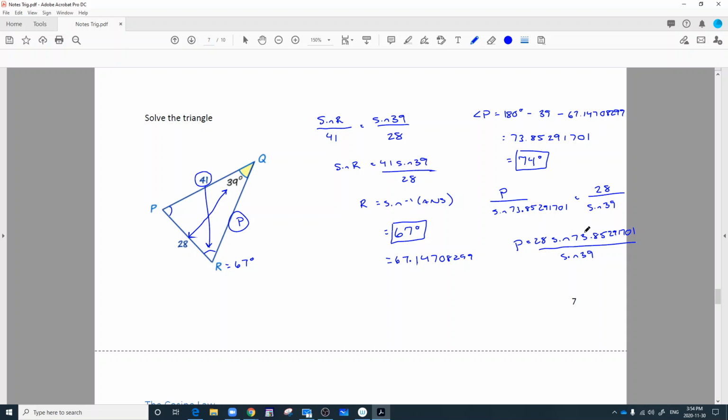So I'm going to hit 28 times. Now I'm going to type sine of, I still have that answer on my calculator, so I'm going to hit sine of the answer equals, and then I'm going to divide that by the sine of 39. And so this one, again, I'm going to assume that I'm rounding to the nearest whole number because it's the only thing it said above, and I'm going to get 42.7, so I'm going to say 43. So that's my final answer. So my unknown side length P is 43 units, my angle P is 74 degrees, and my angle R is 67 degrees. I've solved everything I needed to in this triangle.